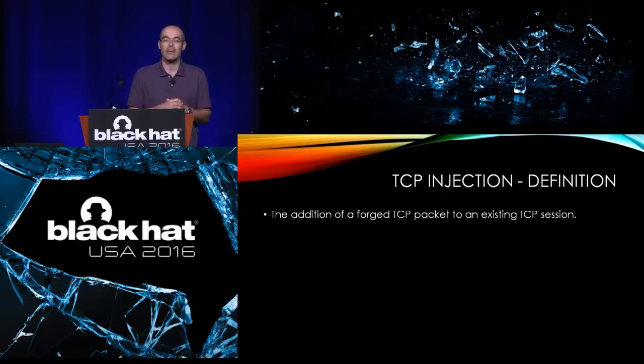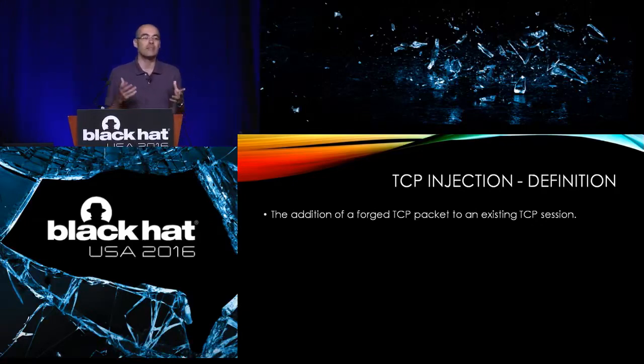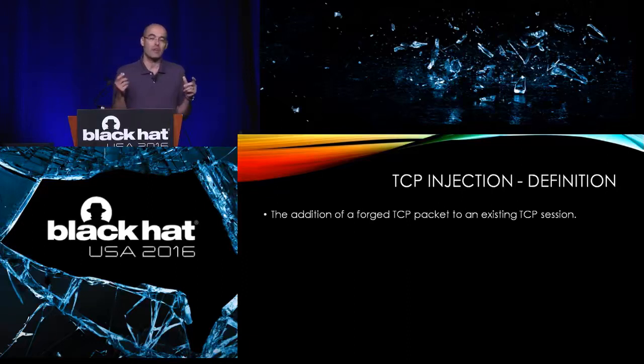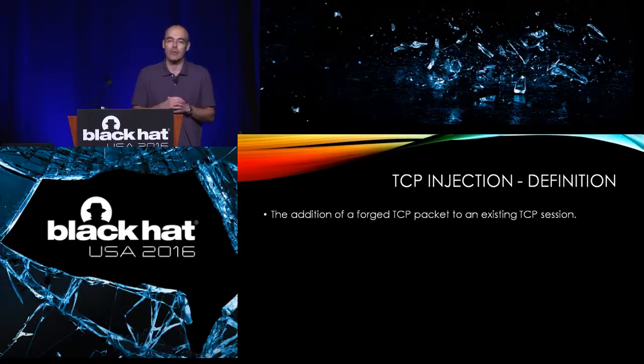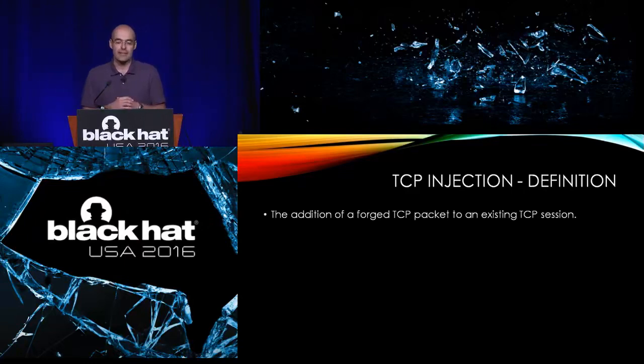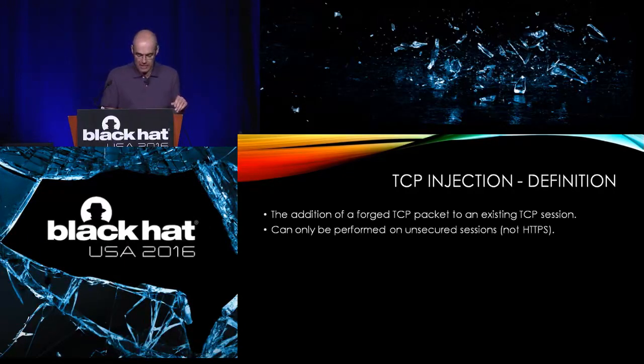Okay, so now let's start with the basics. What exactly is a TCP injection? A TCP injection is the event in which a third party adds a false packet to an existing TCP session. The false packet is sent to either one of the peers of the TCP session as if it were a legitimate packet. Now, in this study, we focused only on HTTP sessions, on web traffic. And of course, TCP injection can only occur for unprotected traffic. So injection cannot occur for HTTPS.